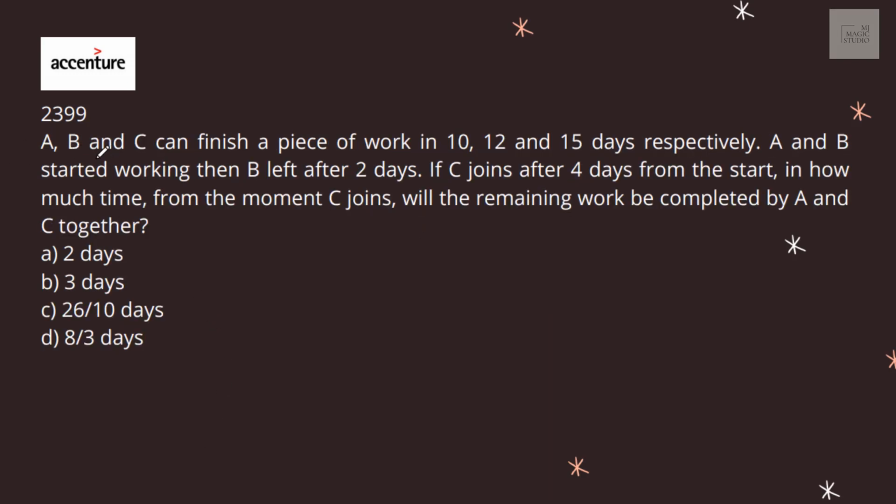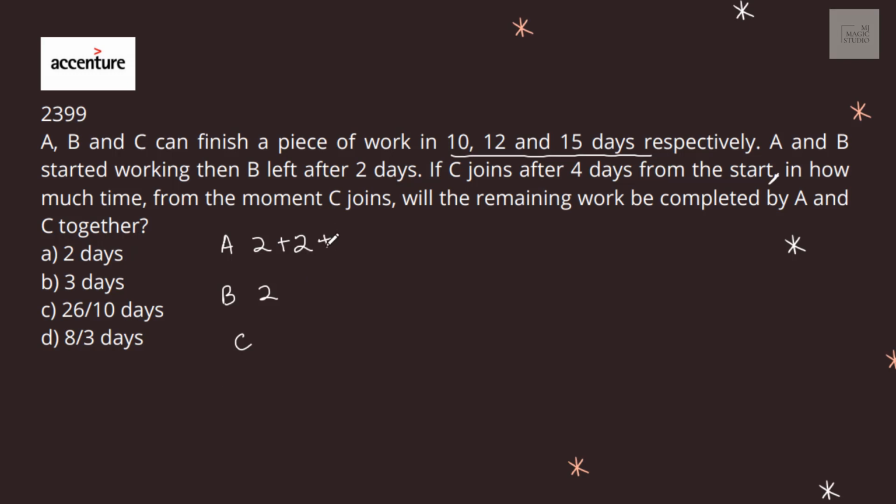Okay, a question from time and work. A, B and C can finish a piece of work in 10, 12 and 15 days respectively. A and B start to work, and then B left after 2 days. That means B worked for 2 days, and A also worked for 2 days when B left. C joins after 4 days from the start. After 4 days from the start means A has worked for 4 days by then, B has left after 2 days, and C then joins in. In how much time from the moment C joins will the remaining work be completed by A and C together?